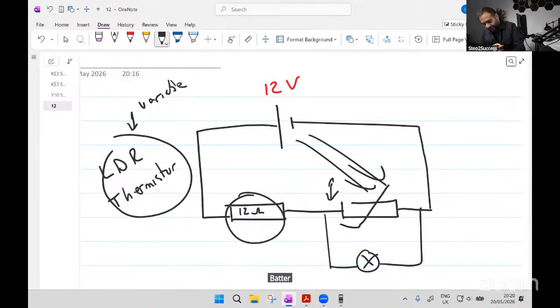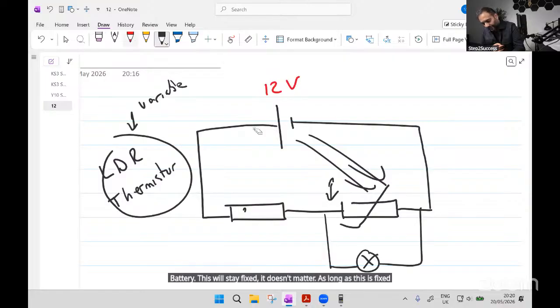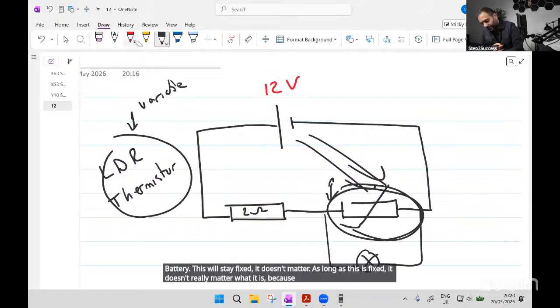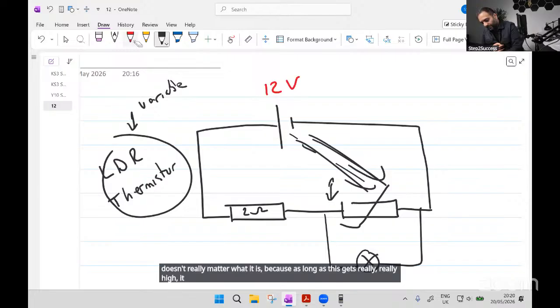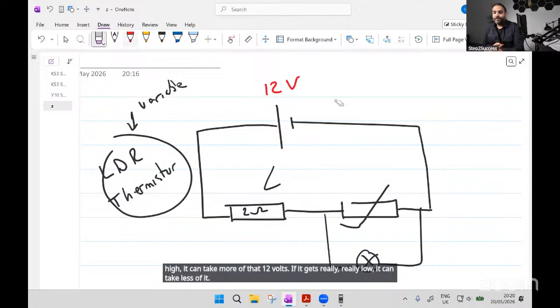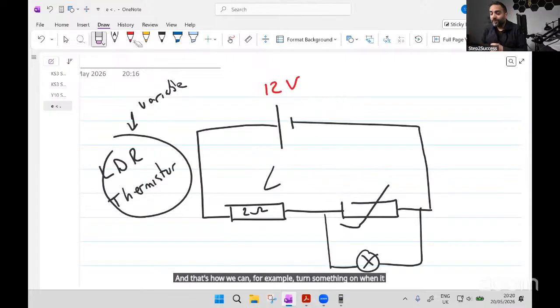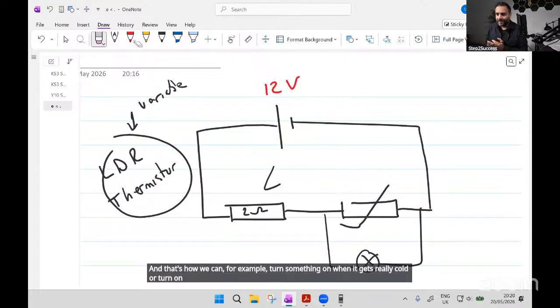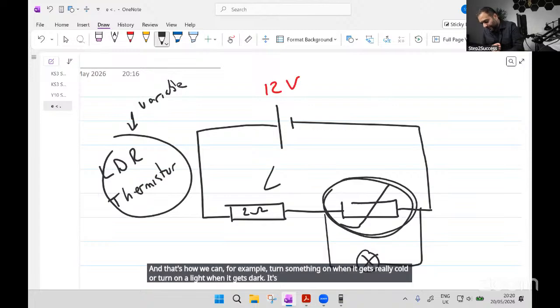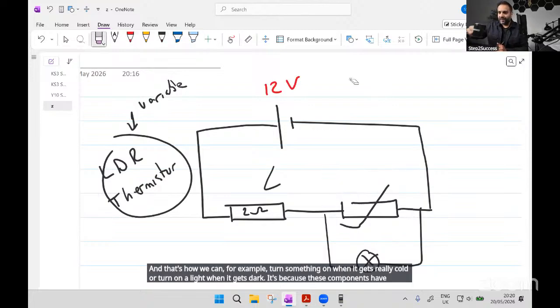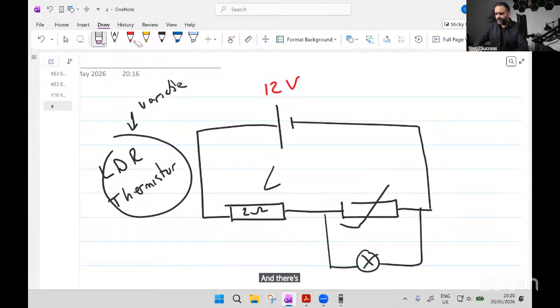This will stay fixed. It doesn't matter. As long as this is fixed, it doesn't really matter what it is, because as long as this gets really, really high, it can take more of that 12 volts. If it gets really, really low, it can take less of it. And that's how we can, for example, turn something on when it gets really cold or turn on a light when it gets dark. It's because these components have resistances that can change. And there's one particular question that I'm not going to find now that used that concept.